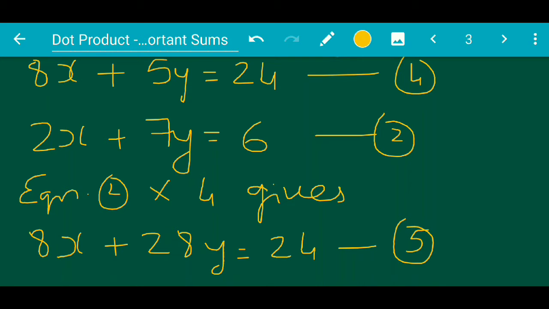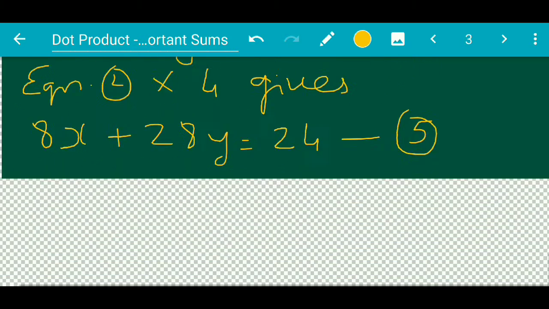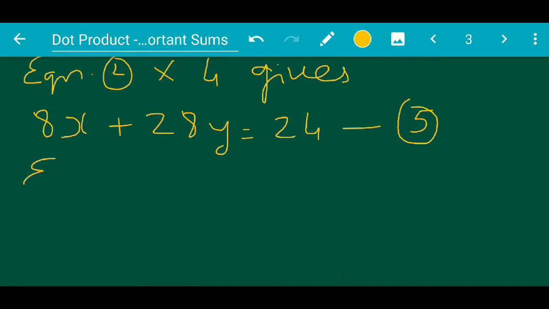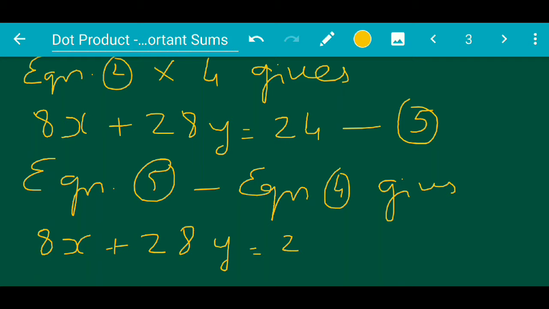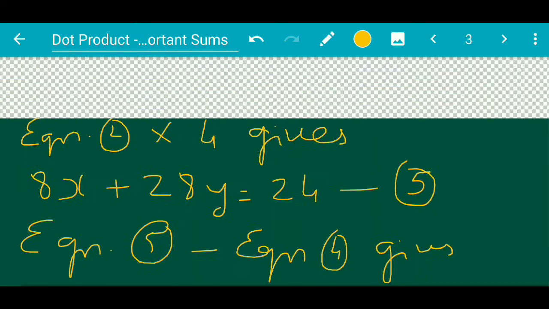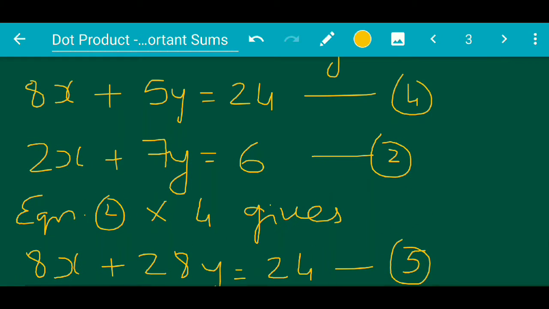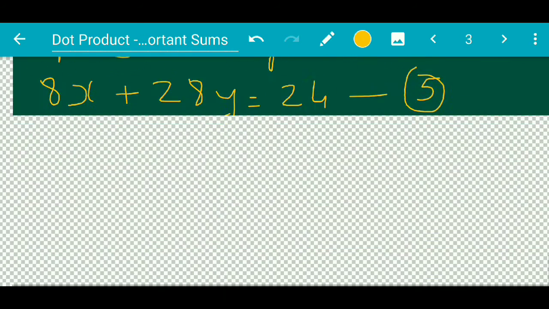Now what we can do is we can subtract equation 4 from 5. So equation 5 minus equation 4 gives us this way, that is equation 5 is written here. And minus equation 4 was this equation, 8x plus 5y is equal to 24.